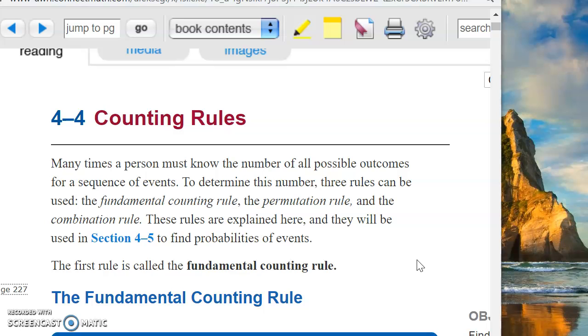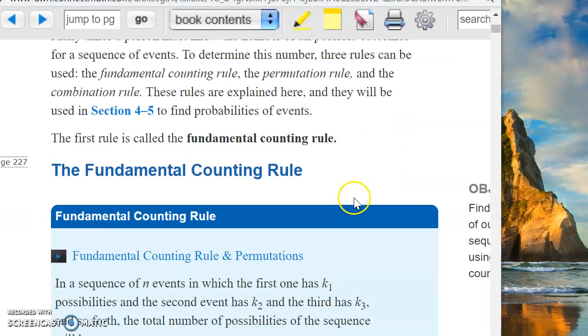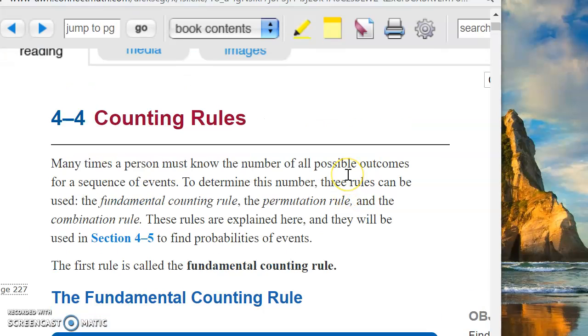And on the bottom of the fraction, in the denominator, is the total number of outcomes in the sample space. So in order for us to come up with these numbers, to decide what is in the numerator and what's in the denominator, we need to know how to count, obviously. And it's not as easy as it looks sometimes. So what we need is various counting rules. That's what we're talking about in section 4-4.